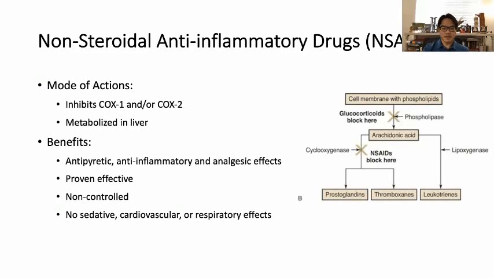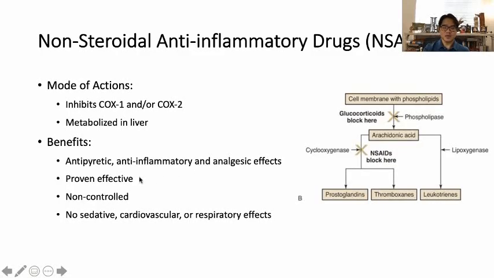Let's begin with non-steroidal anti-inflammatory drugs, or NSAID. The mode of action of NSAID includes inhibiting COX-1 and COX-2 receptors, and it is metabolized in the liver. This figure shows that when tissue is injured, there's activation of arachidonic acid, which further activates two pathways. One is the COX pathway and the other one is the LOX pathway. NSAID specifically block the COX pathway, which further inhibits prostaglandin and thromboxane. The benefits of NSAID include antipyretic, anti-inflammatory, and analgesic effects.